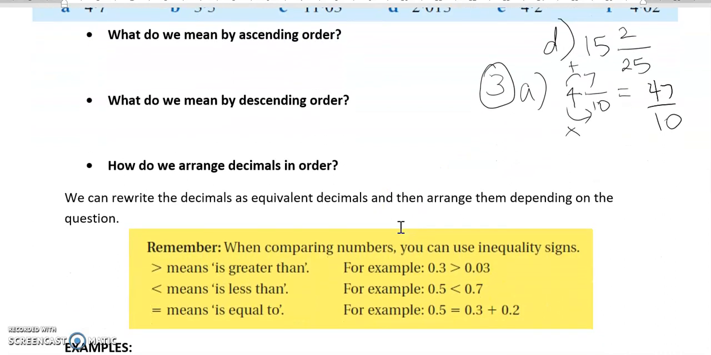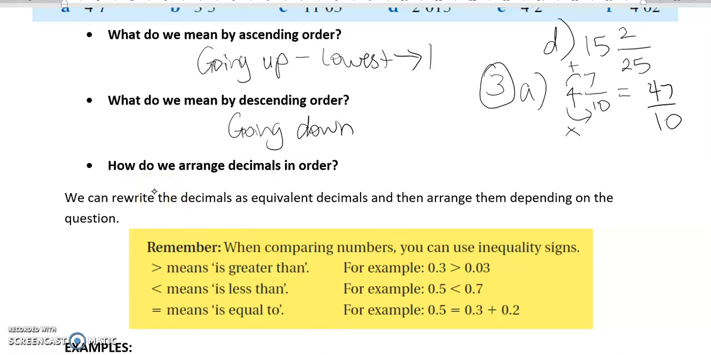Alright, the next 3 questions. What is ascending, what is descending, and how do we arrange in order? So ascending means going up. I always like to use the example of Jesus ascending into heaven. And descending means going down. Okay, so ascending, going up, we're doing lowest to highest. And obviously descending, we're doing highest to lowest.